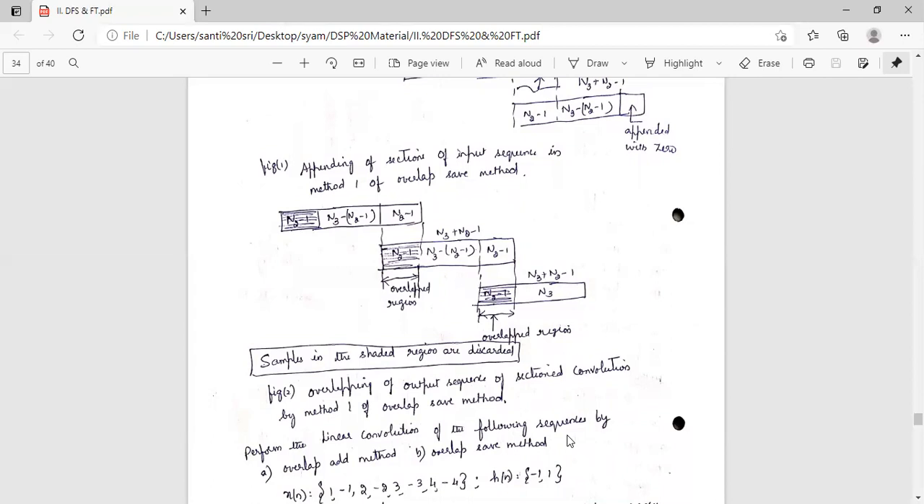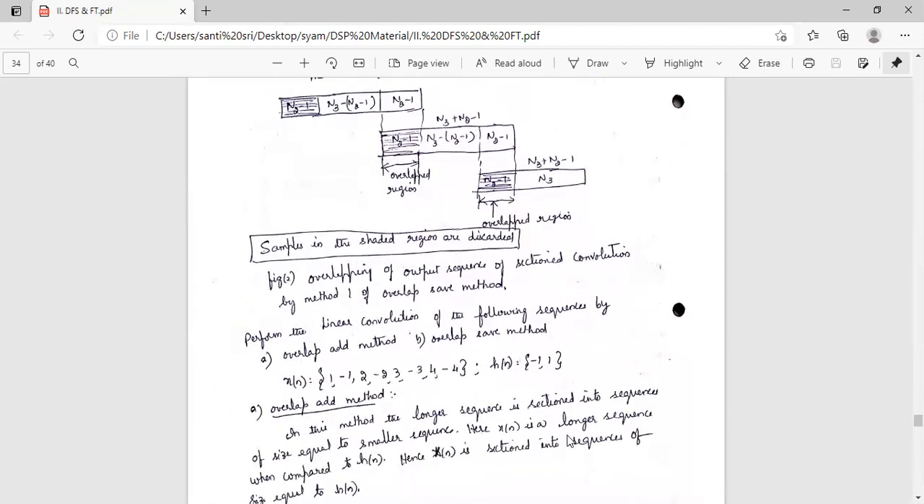By doing one or two problems, we can understand this concept. So we can do a problem. Perform the linear convolution of the following sequences by the overlap add method and the overlap save method. Here x of n is a longer sequence than h of n. x of n is given as 1, minus 1, 2, minus 2, 3, minus 3, 4, and minus 4, and h of n is given as minus 1 and 1. By using these two methods, we can solve the linear convolution of the given sequences.